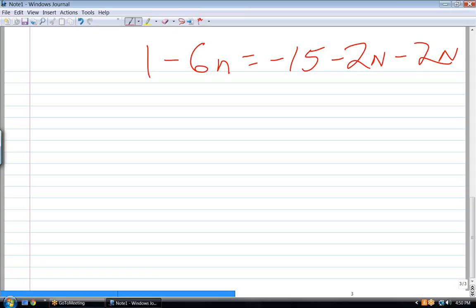So, first, you combine like terms, so that 1 minus 6n equals negative 15 minus 4n. So then you would add 6n to both sides. Good.